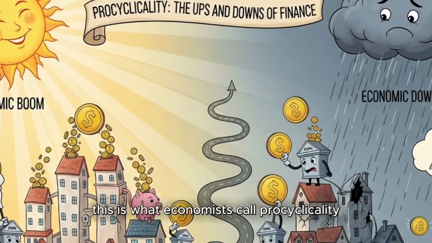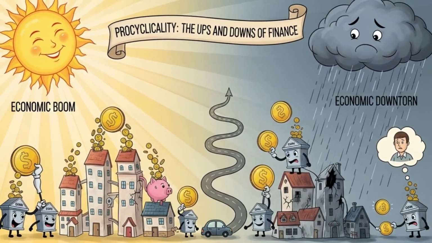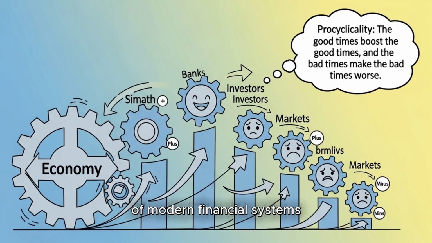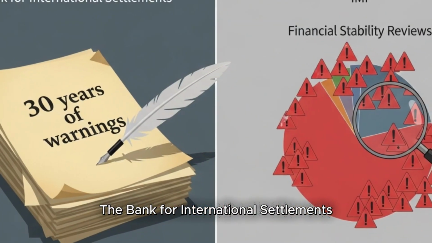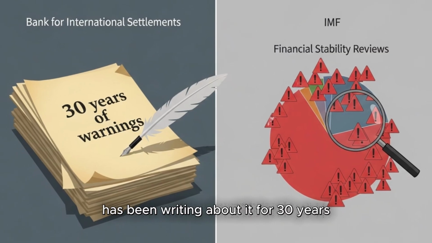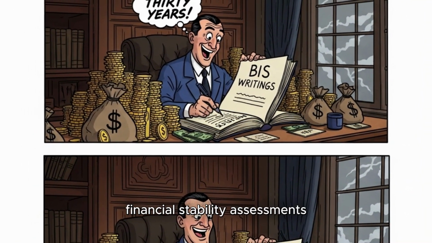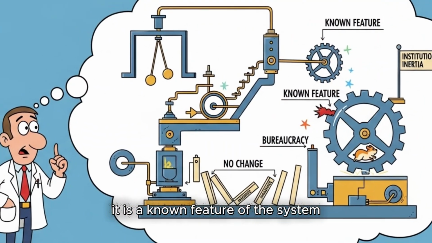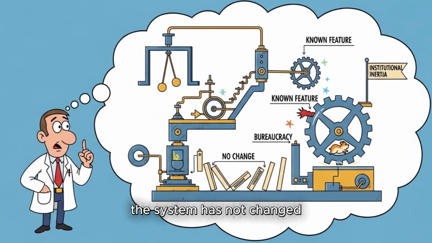This is what economists call pro-cyclicality, and it is one of the most well-documented and consistently observed features of modern financial systems. The Bank for International Settlements has been writing about it for 30 years. The IMF has flagged it in multiple financial stability assessments. It is not a secret insight, it is a known feature of the system. The system has not changed.